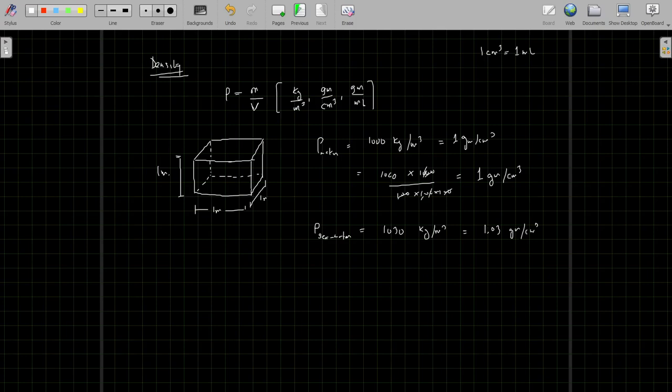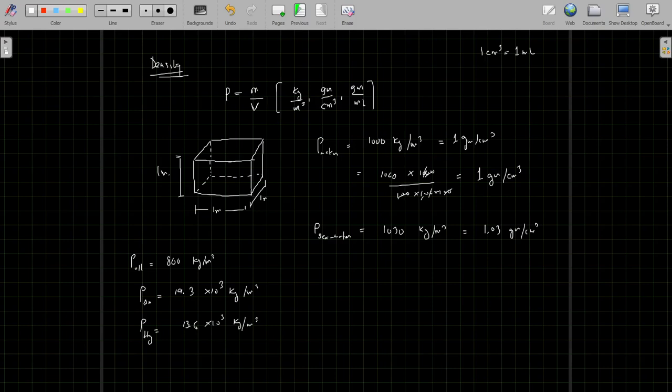Then the density of normal oils, household cooking oil, is generally between 500 to 800 kg per meter cube. Now the density of other materials, for example, the density of gold, Au, is around 19.3 into 10 to the power 3 kg per meter cube. The density of mercury, Hg, which we will be using very often, is 13.6 into 10 to the power 3 kg per meter cube.